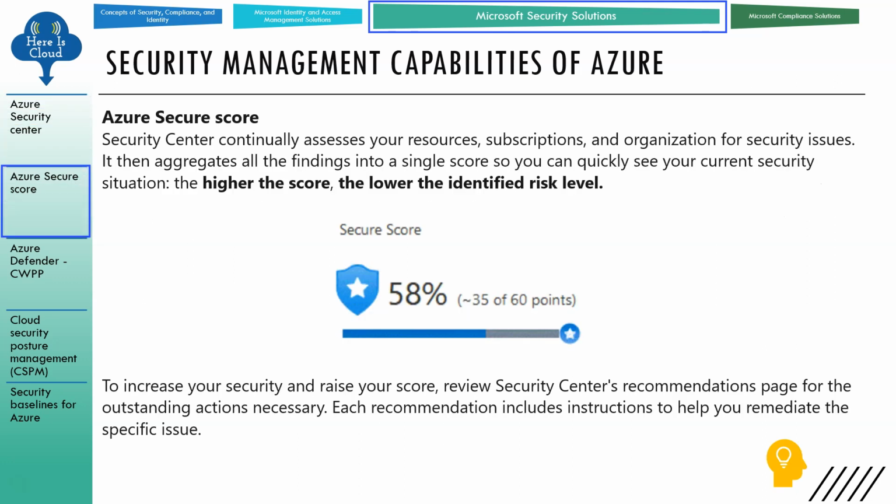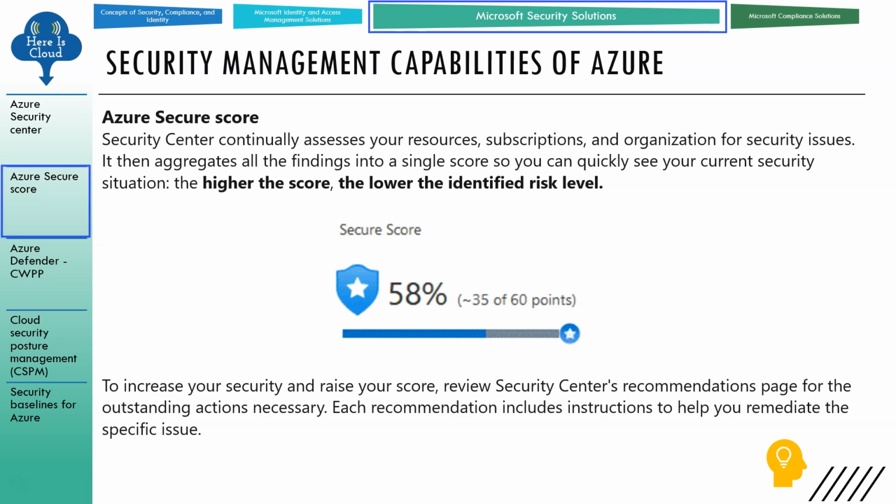So the next topic is Azure Secure Score. As we said, Security Center continuously assesses your resources, subscriptions and organization for security issues. After that, it aggregates all the findings into a single score so that you can quickly see the current security situation. That is called Azure Secure Score. Key thing to remember is: the higher the score, the lower the identified risk level.